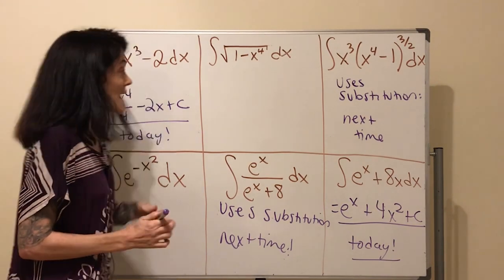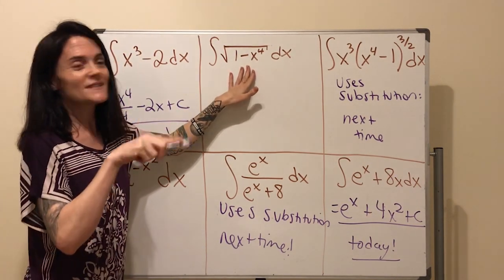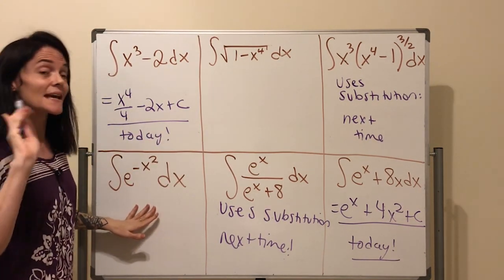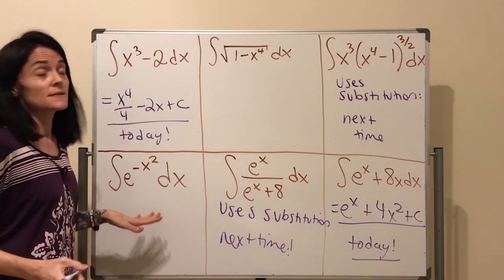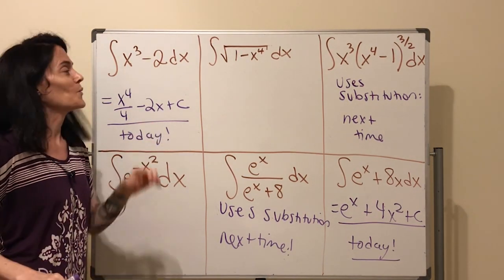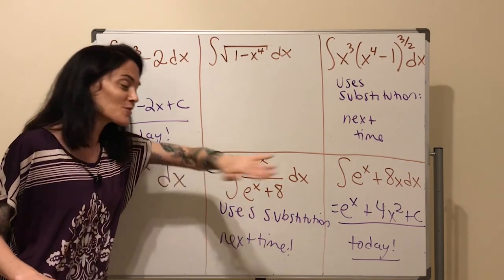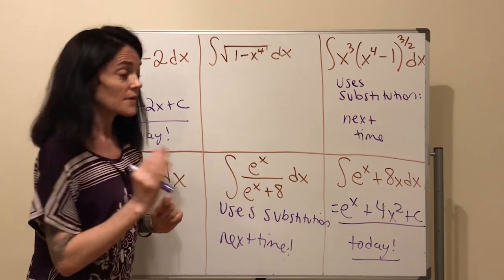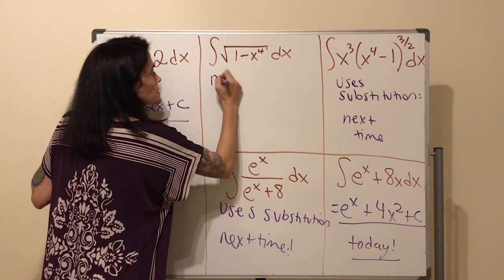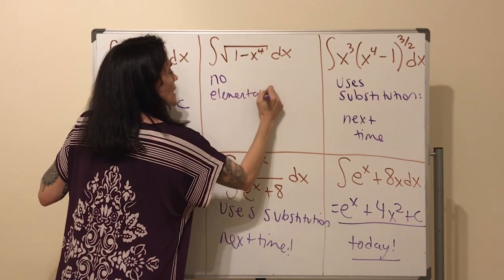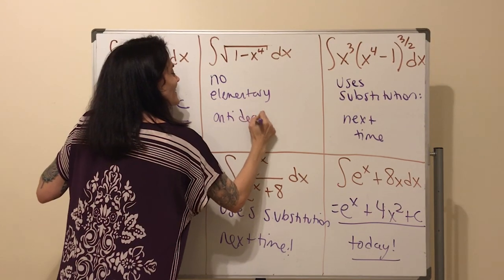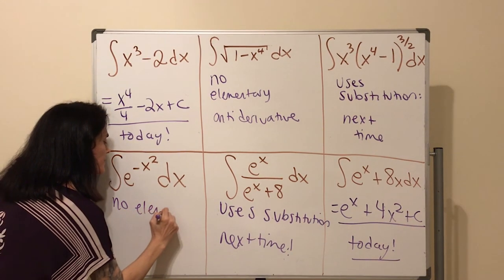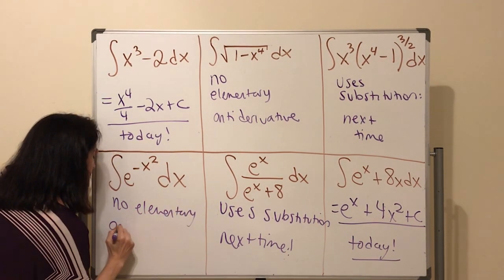So that means what's remaining, this integral, square root 1 minus x to the 4th power, and this integral, e to the minus x squared. Both of these we cannot integrate. We can't integrate now, nor Calc 2, nor Calc 3, nor any other math class, not with writing it as a finite sum of functions that you know. So this here has no elementary antiderivative. And similarly this, we have no elementary antiderivative.